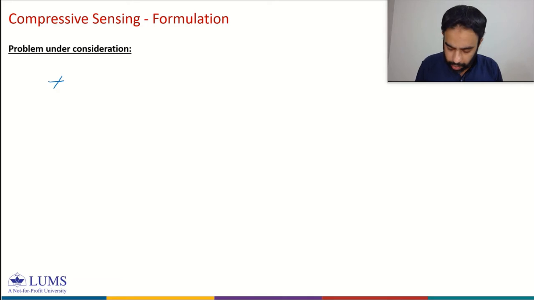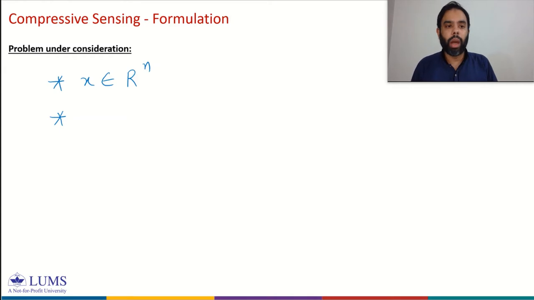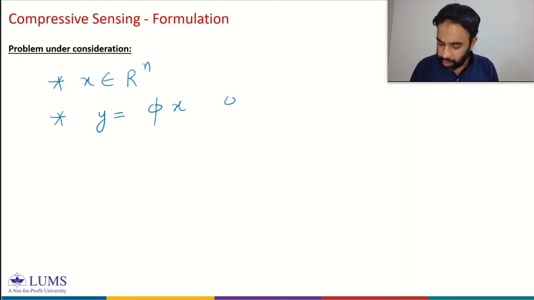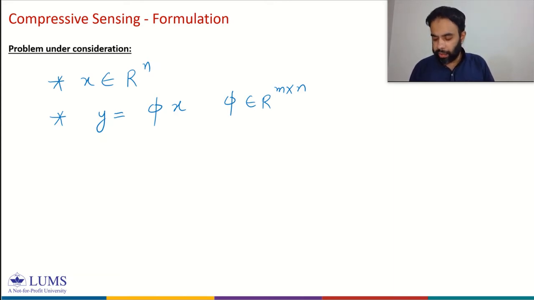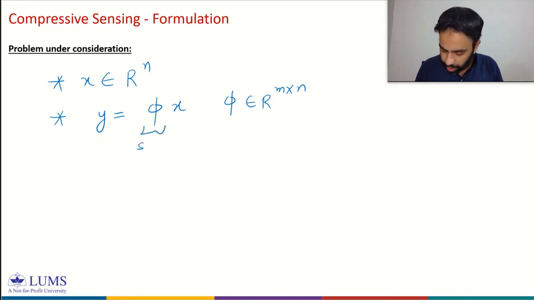We have x, which we want to reconstruct, and x belongs to R^n, and we take samples y as a linear combination of x. So x is known to us through a linear combination, and that linear combination is represented by the matrix phi, which belongs to R^(m×n). So we say we have m measurements, m samples, and we want to reconstruct the n values of the signal x. This phi is referred to as the sensing matrix.